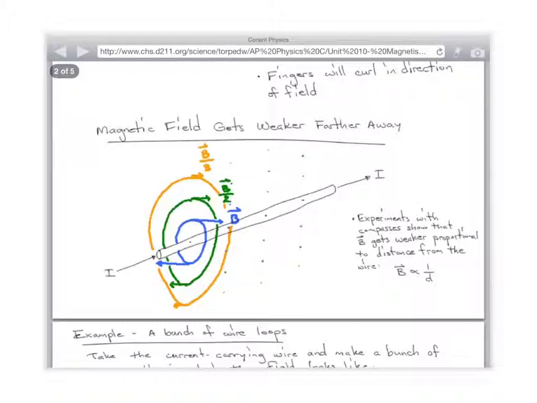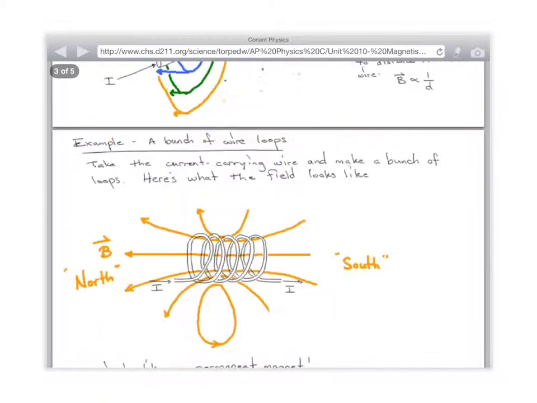All right, so you guys got how to do this. On your homework, you're going to have to do this. So let's say you have a bunch of wire loops, and let's see if we can figure out what the field direction should be.